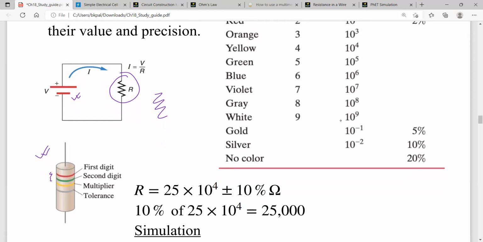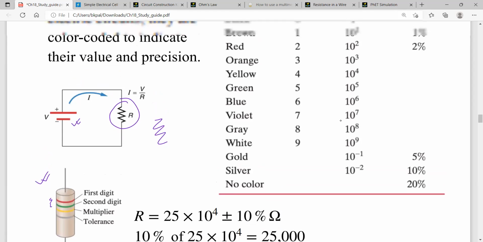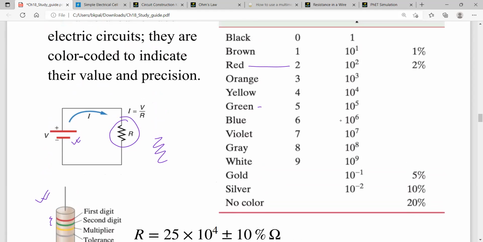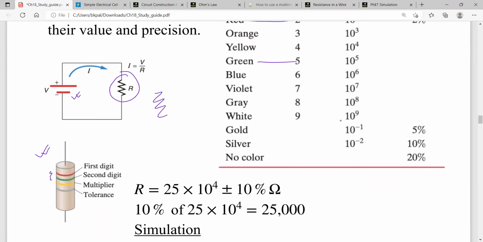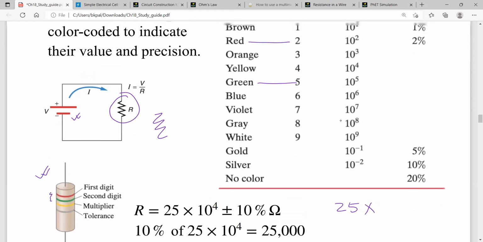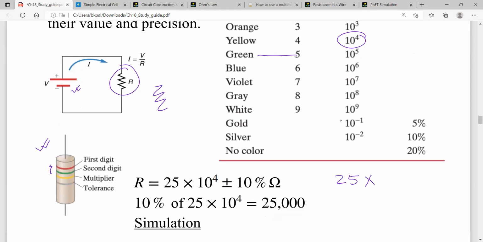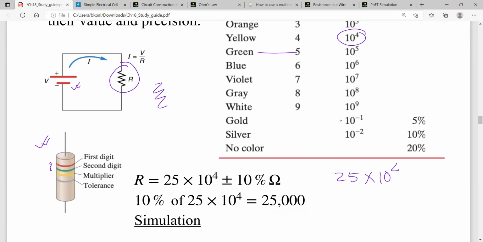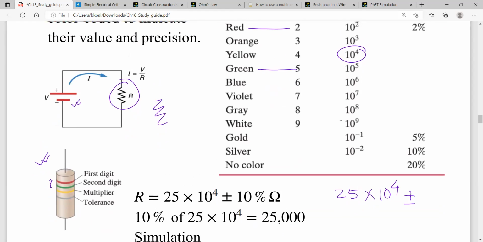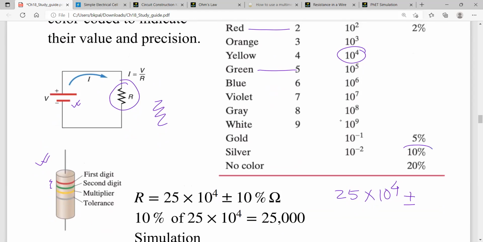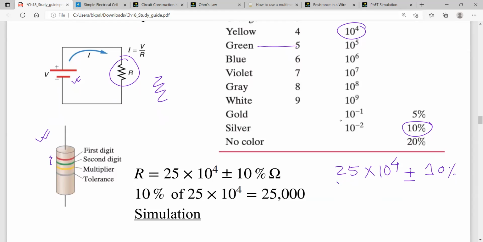For example, here we have red and green for the first two. Red is 2, green is 5, so the first two digits will be 25. Then the multiplier is yellow, and the yellow multiplier is 10 to the power 4. Tolerance means the uncertainty, plus or minus. Silver is the fourth color, which is the tolerance, and you see this is 10% uncertainty.